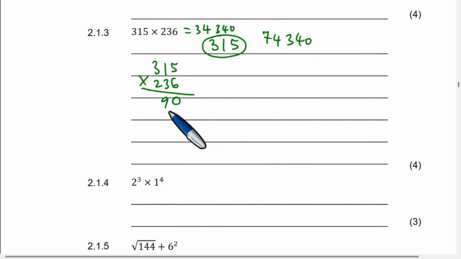6 by 3 is 18. Now what is 3 by 5? It's 15. Bring down 5, then carry 1. 3 by 1 is 3 plus 1, 4. 3 by 3, 9. Then 2 by 5 is 10. Bring down 0, then carry 1. 2 by 1 is 2, plus 1 you get 3. 2 by 3 gives you 6.